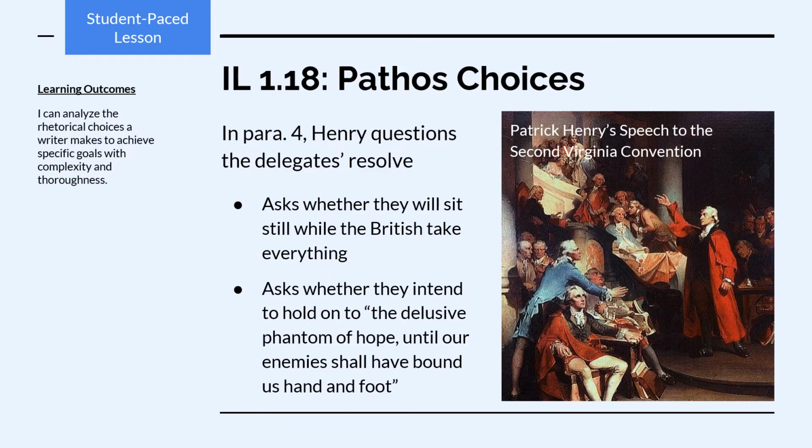An example of a pathos strategy would be when Patrick Henry, in his second speech to the Second Virginia Convention, in paragraph 4, questions the delegates' resolve. He questions the resolve to fight of his fellow delegates by asking them whether they will sit by while the British take everything, asking whether they intend to hold on to, quote, "the delusive phantom of hope until our enemies shall have bound us hand and foot." This is a pathos choice. Henry is clearly trying to stir an emotional response in his audience. In this case, he's trying to stir a sense of indignation or outrage.